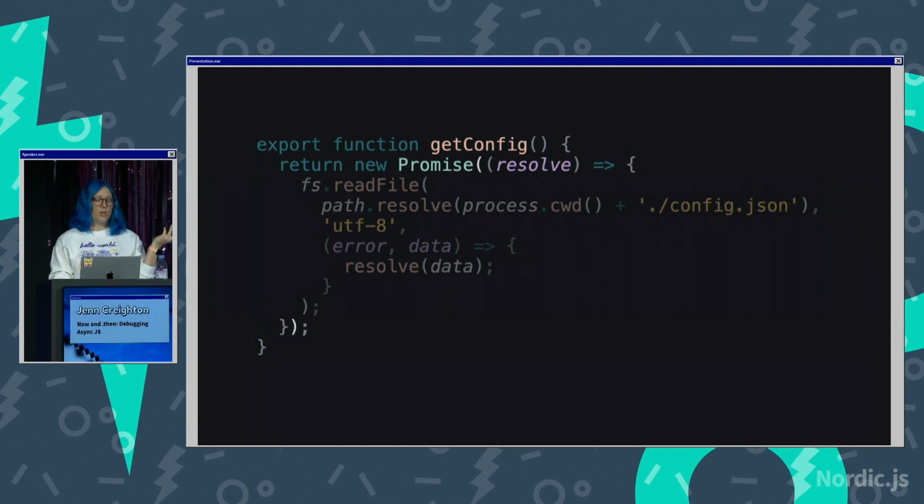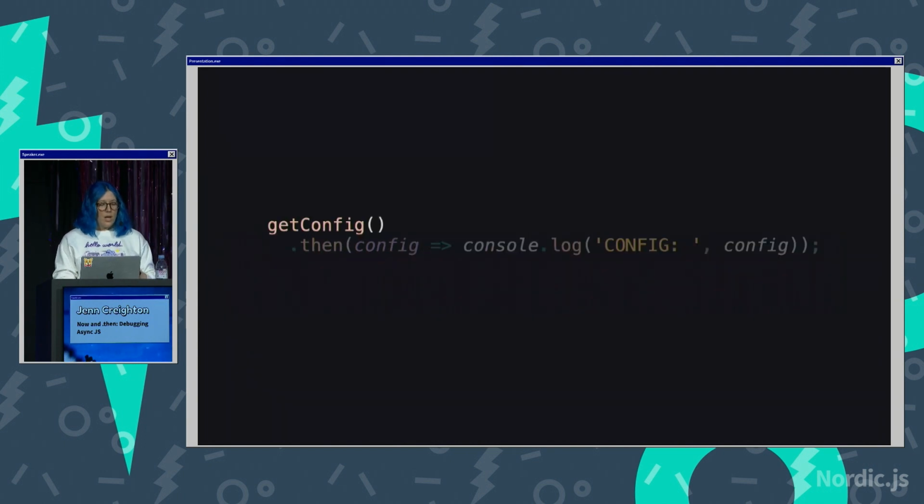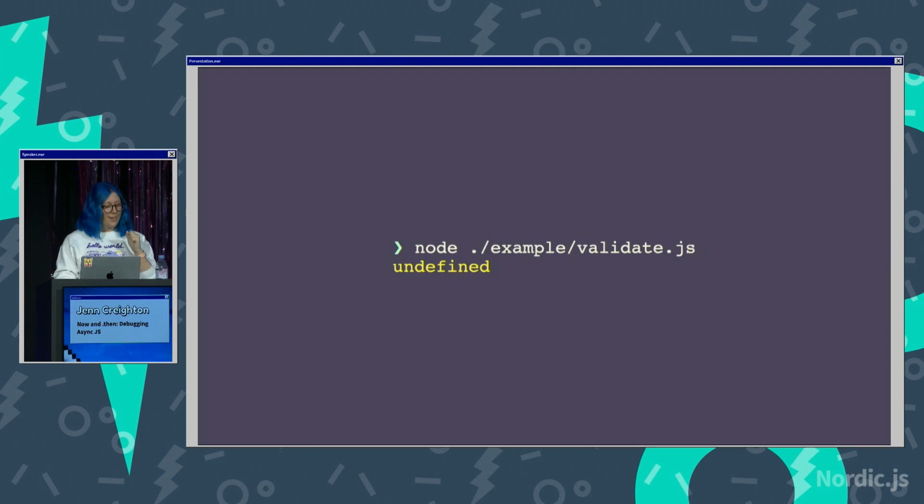We just need to return a new promise that resolves when we receive the data. Really, it's not that difficult. And then let's run this. Let's see if this works. We're going to call getConfig. We're going to attach a .then handler, which for now will log the config to the console. And then when we run this the first time, we're going to see, OK, undefined.